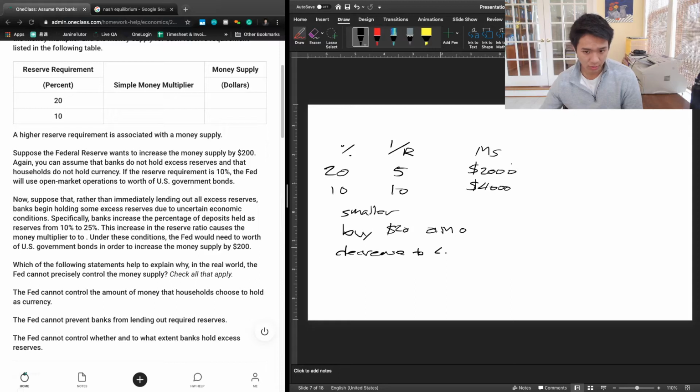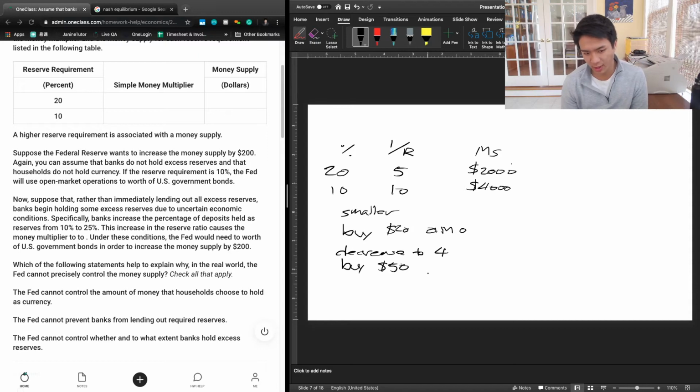Under these conditions, the Fed would need to buy blank worth of U.S. government bonds in order to increase the money supply by 200. So if the end goal is to increase the money supply by 200, we would need to increase deposits by 200 divided by 4, which is 50, right? And so under these conditions, the Fed would need to buy $50 worth of government bonds to increase the money supply by 200.